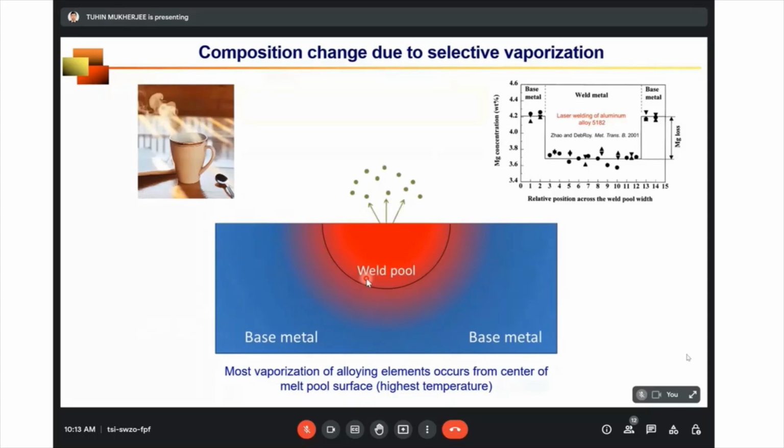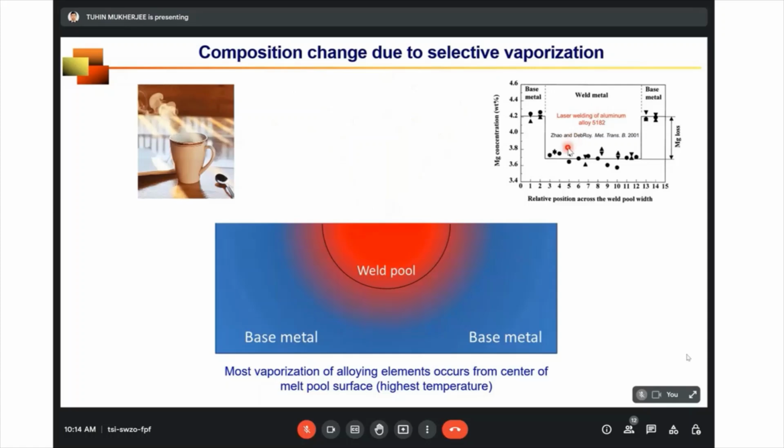Another very important defect that we often underestimate is composition change. So let's imagine you have a coffee cup. The water molecules vaporize from the top surface of the mug. Like that, during welding or additive manufacturing, the alloying elements vaporize from the top surface of the molten pool. But all elements do not vaporize at the same rate. And this selective vaporization actually causes a significant difference in the composition of the final part compared to the part we start with.